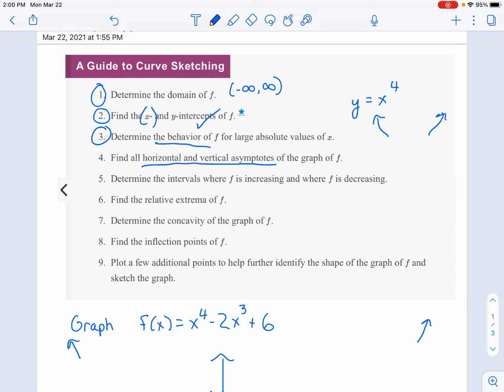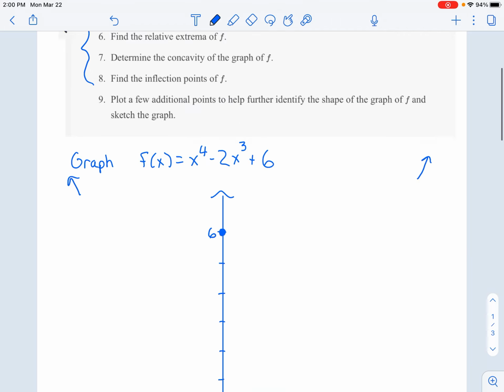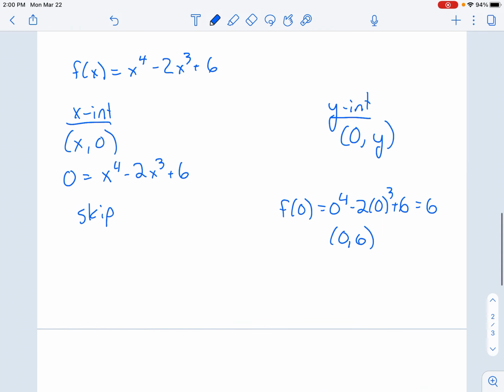Horizontal and vertical asymptotes, those were typically going to come from our rational functions, so we're not going to have asymptotes here for our polynomial. Intervals where f is increasing and decreasing. All of these next ones here, 5 through 8, are related to the derivative, so we'll go ahead and take the derivatives and look at sign tests here. So we know we're increasing when the first derivative is positive, and we know we're decreasing when the first derivative is negative.